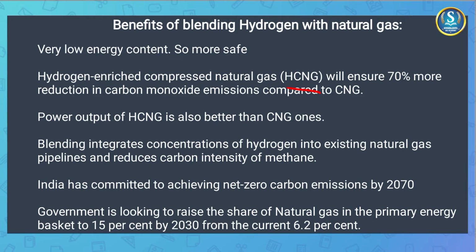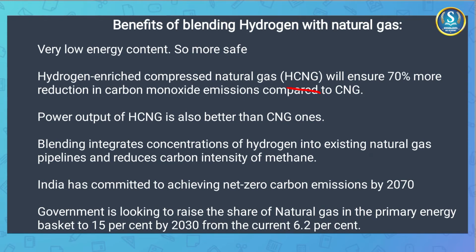And blending higher concentrations of hydrogen into existing natural gas pipelines reduces the carbon intensity of methane. So when the hydrogen content increases, the carbon intensity of the methane decreases, because natural gas is made of carbon and hydrogen, CH4. So when you blend hydrogen into it, it reduces the intensity of the carbon there, but it increases the intensity of hydrogen, which means again less pollution.